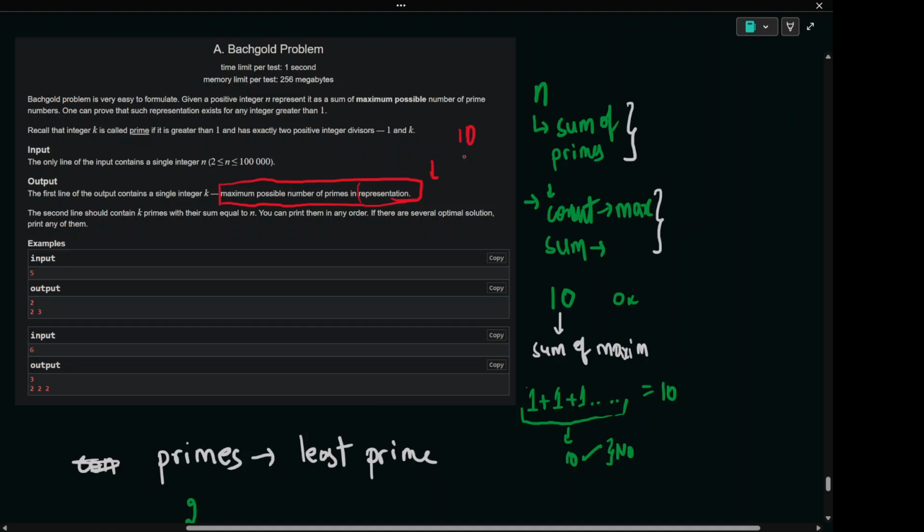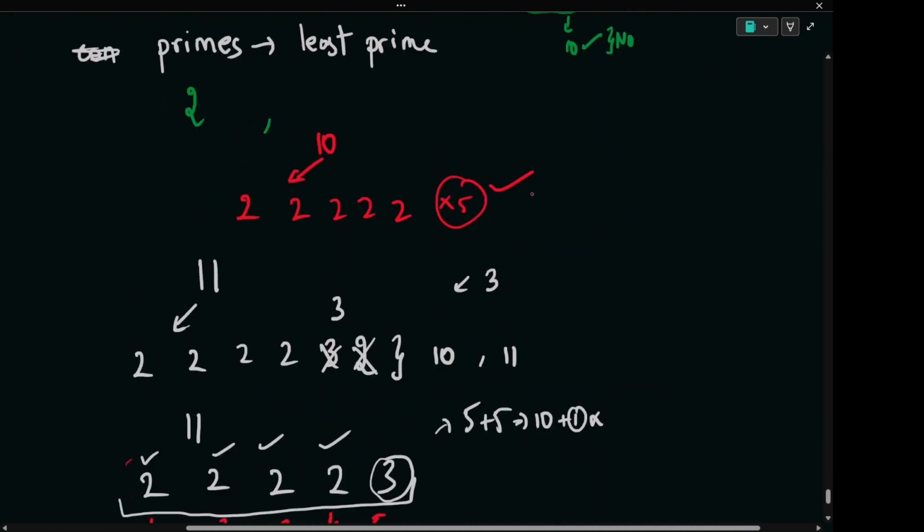In case of 11 or 10, we could represent it as 1 plus 1 plus 1 plus 1, but they said we have to represent it in primes. So we would take 2, 2, 2, 2. Right? Now you got it? Or do you have any other doubt? No, sir, I got it. Got it? Excellent. So this is problem number 1.